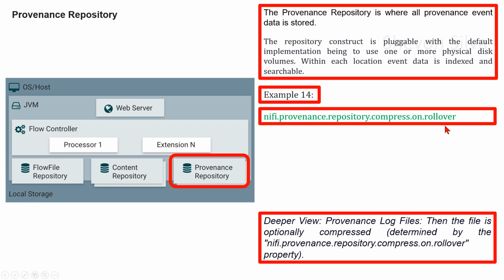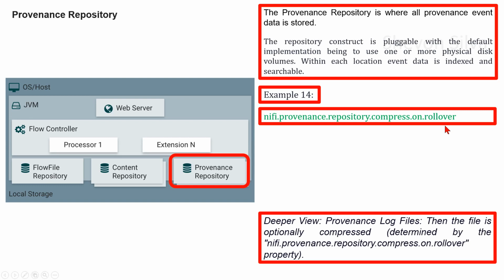First, the rolled over logs are merged into one file. Then the file is optionally compressed, determined by the nifi.provenance.repository.compress.on.rollover property. Lastly, the events are indexed using Lucene and made available for querying. This batch approach for indexing means Provenance events aren't available immediately for querying, but in return this dramatically increases performance, because committing a transaction and indexing are very expensive tasks.